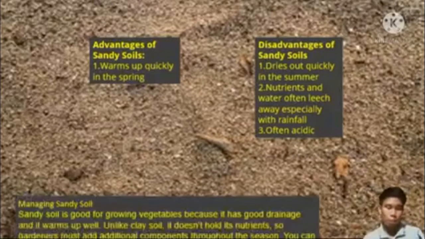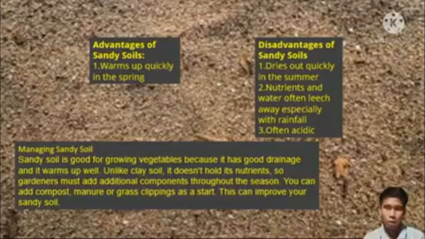So how will you manage this sandy soil? Sandy soil is good for growing vegetables because it has good drainage. It warms up well. Unlike clay soil, it doesn't hold its nutrients. So gardeners must add additional components throughout the season. You can add compost, manure, or grass clippings as a start, and this can improve a sandy soil. So this is how you will manage sandy soil.